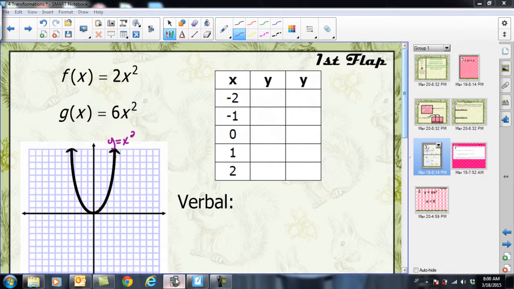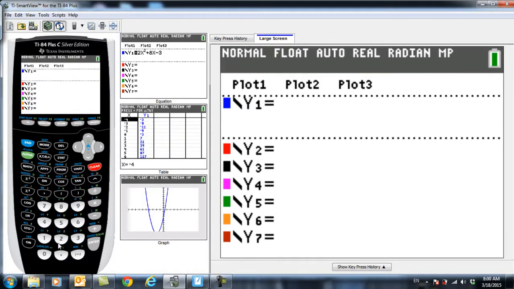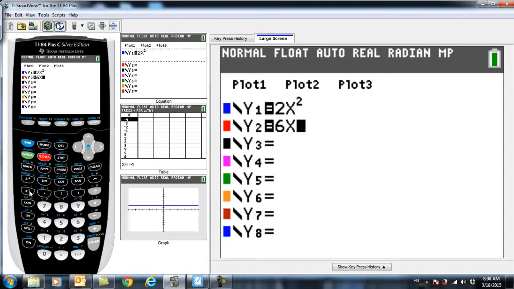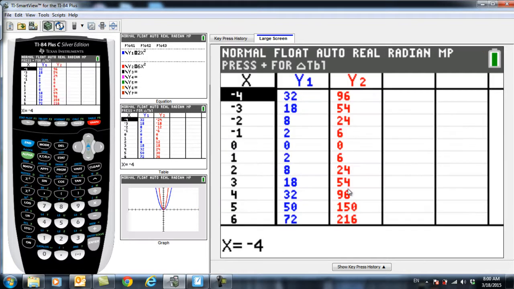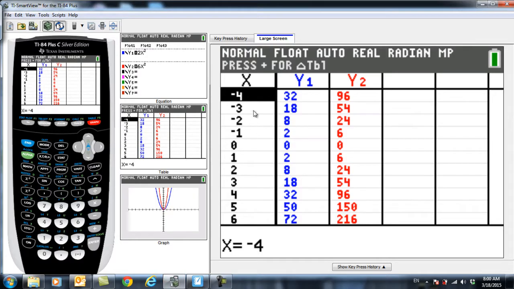And so we're going to go to our calculator, go to y equals, clear out what's there, and in the first place we're going to put 2x squared, and then on the second one we're going to put 6x squared. We're just going to do them both at the same time, because then I can just look at my tables and write what I need. So we're going to go to second and graph, and it gives us values. We want to start at -2 and go to +2. So I'm going to go from -2 to +2.